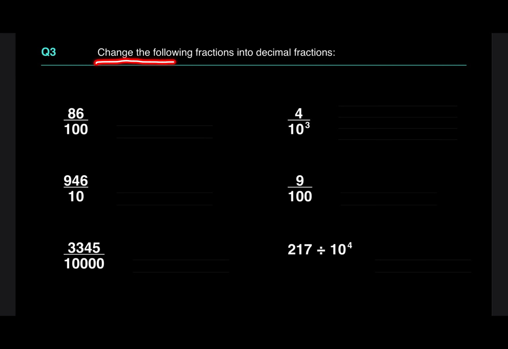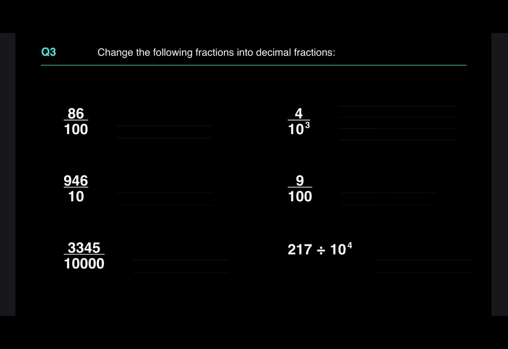Okay, the next question is change the following fractions into decimal fractions. That means these are fractions, numerator, denominator. Now when you convert this, the number has to have a decimal point. Very easy. We are dealing with those numbers which either have 10, 100 or 1000 in the denominator. Only then this trick will work, guys.